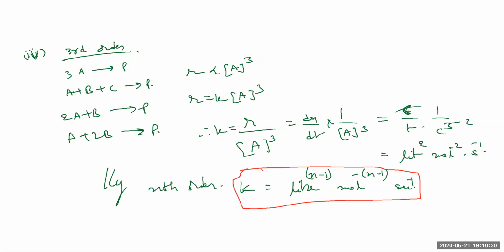Okay, next. Now we can derive the zero order, first order, second order, and so on. Integrated rate constant equation we are going to derive now. Note down. Next, derivation of integrated rate equations. First, zero order.